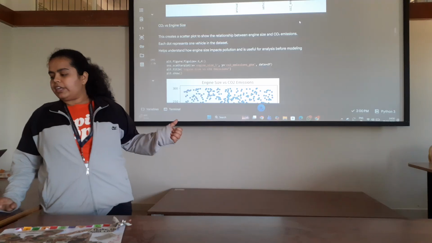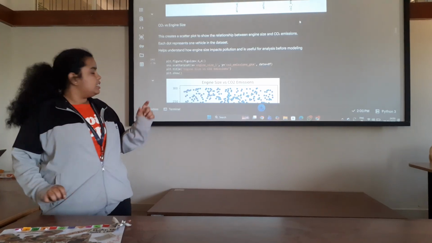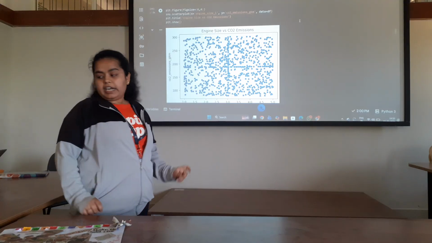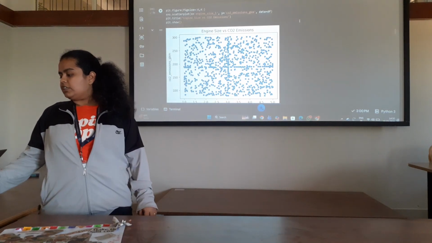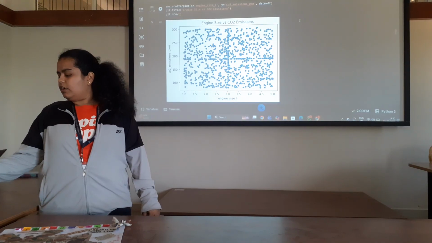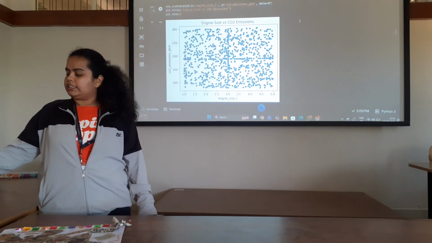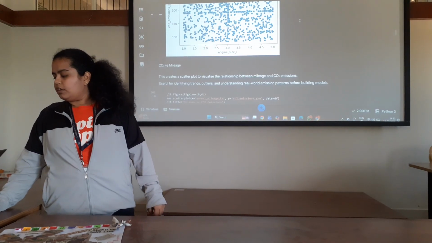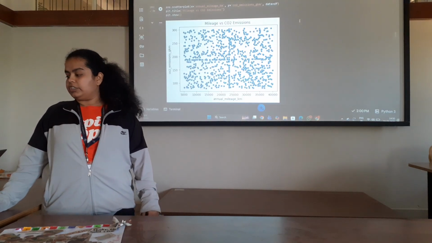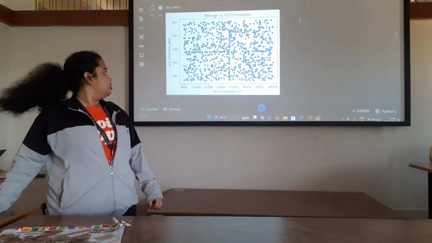Now it is a bivariate graph, where we can see CO2 versus engine size. The dots represent the vehicles, with engine size on the x-axis and CO2 emissions on the y-axis. This is CO2 versus mileage, used to see the annual mileage against the CO2 emissions.